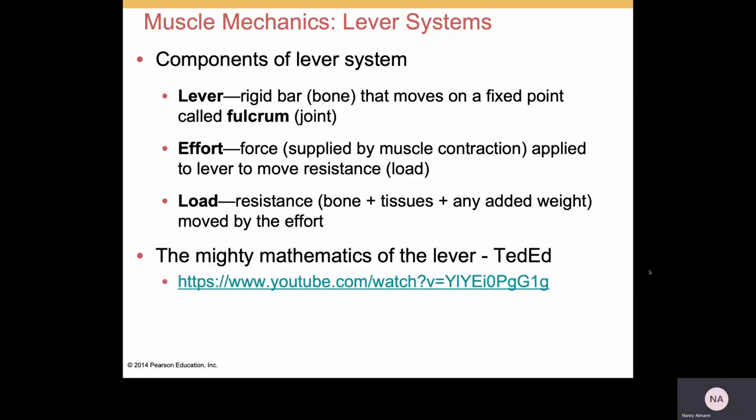The lever is going to be a rigid bar, in other words, the bone that is going to move on a fixed point, which is known as a fulcrum. And in this case, we're talking about a joint. The effort is the force, which is supplied by muscle contraction when we're talking about the muscular system, which will be applied to the lever to move resistance or the load. The load is the resistance. So bone, tissues, any added weight form the load in this case. And that load has to be moved by the effort.